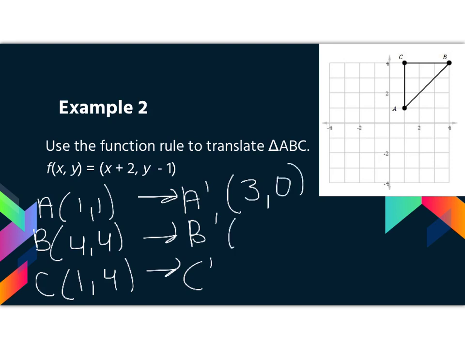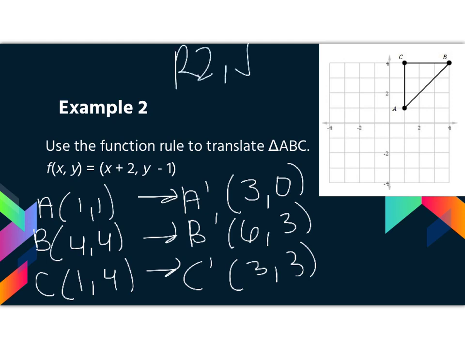For B, I do 4 plus 2 and 4 minus 1. And that was for B prime. And then C prime, I do 1 plus 2 and 4 minus 1. So now I can plot those points and I would have my image graphed as well. Another method for graphing the image of triangle ABC is to look at the mapping rule. So notice how we have x plus 2. That means that we're going to be translating right 2 units, and y minus 1 means we're translating down 1 unit. So basically, we're going to do right 2 and down 1.